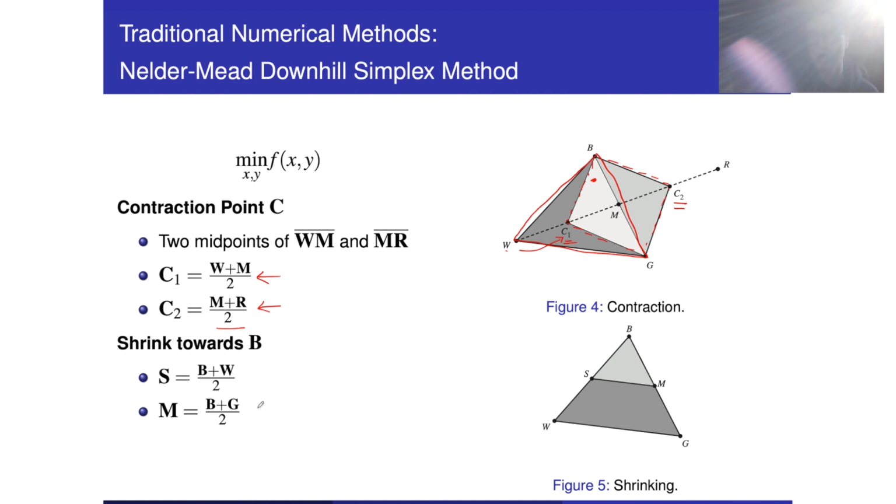Reflection: flip the triangle with 1 unit of distance in the opposite way of W. Expansion: flip the triangle with 2 units of distance in the opposite way of W. Contraction: reduce the triangle by bringing the worst vertex closer, inside the triangle or in the opposite way. Shrinking: bring the W and G toward the best point. So we have these 4 movements.